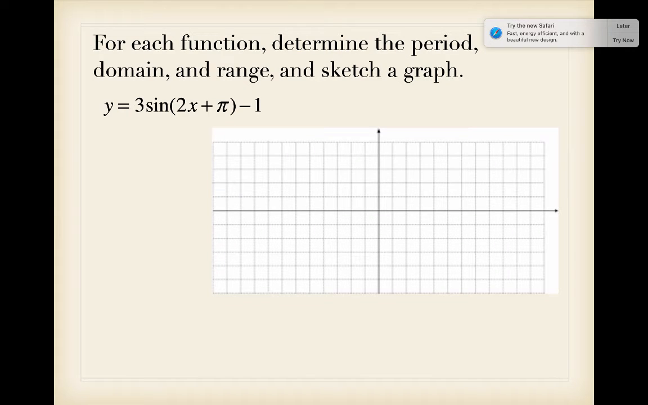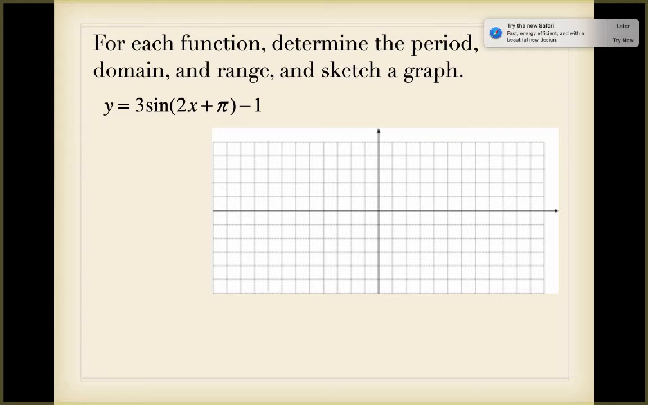On this slide, we have a more complicated function, and it says for this function, determine the period, the domain, the range, and then sketch a graph. Again, from our previous slide, we had f of x equals a, and our sine function or cosine function would fit next.